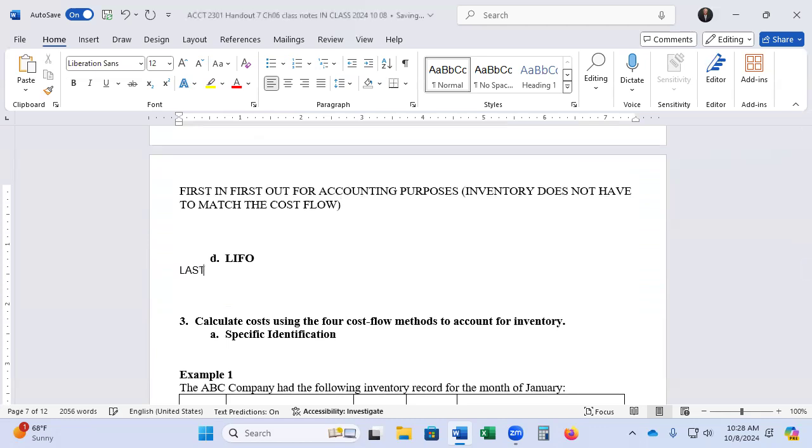LIFO is last in, first out. And here, inventory doesn't have to match the cost flow. But this assumes that the last ones you just bought are the first ones that are sold.